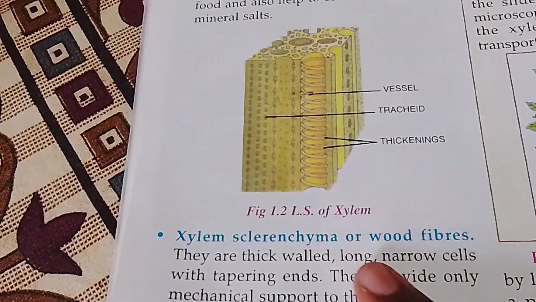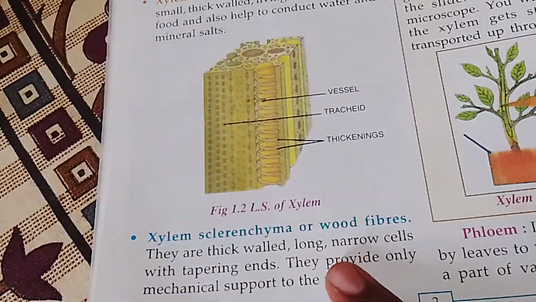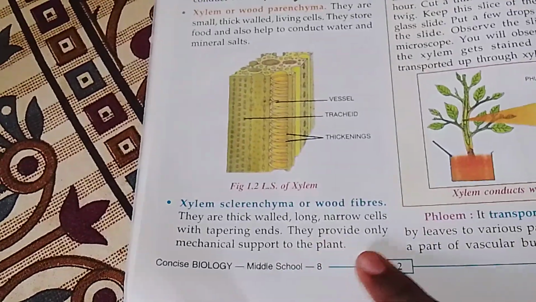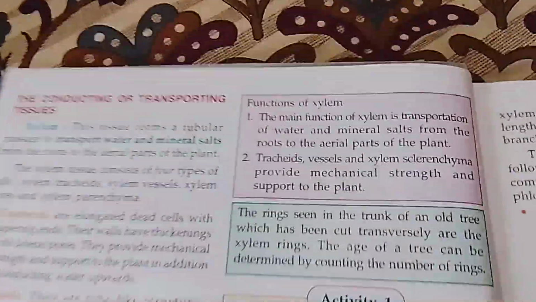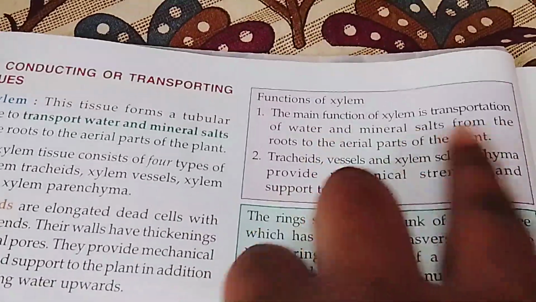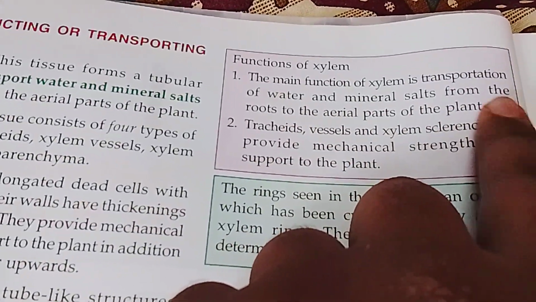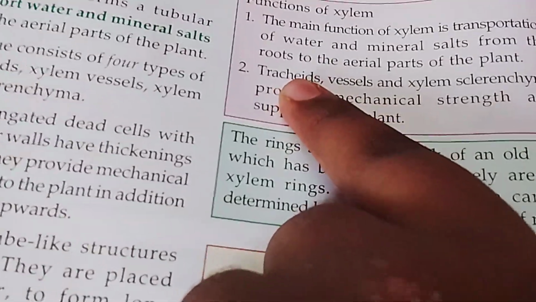Xylem sclerenchyma or wood fibers. They are thick-walled, long, narrow cells with tapering ends. They provide only mechanical support to the plants. Function of xylem. The main function of xylem is transportation of water and minerals from the soil, from the roots to the aerial parts of the plant.